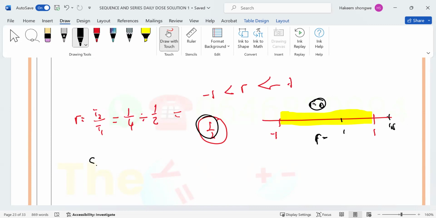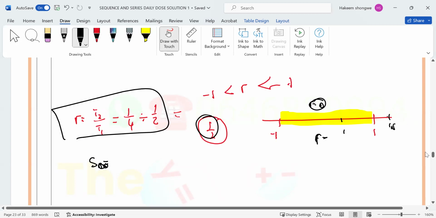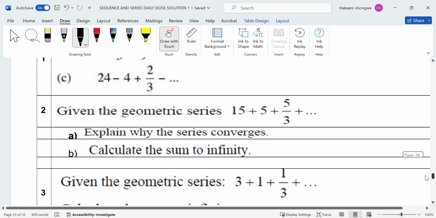So instead of using Sn, here we have the right to use sum to infinity. They will tell you, calculate the sum to infinity. But as a learner, you need to know, the only series that you can calculate the sum to infinity of is if the series does what? It converges. Let's go back to our example then, so that you'll see what we're talking about.